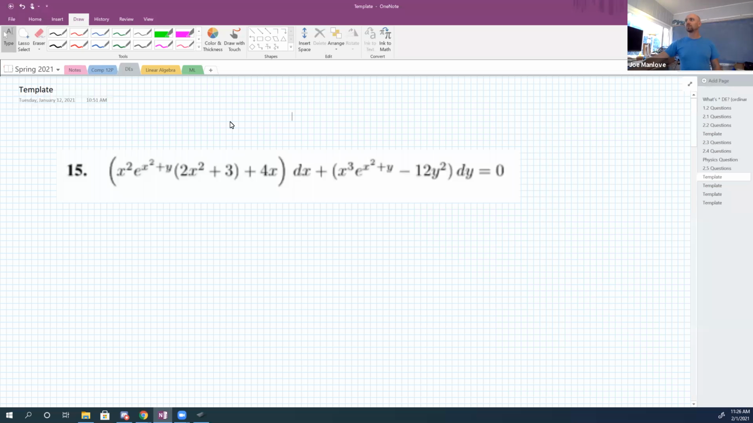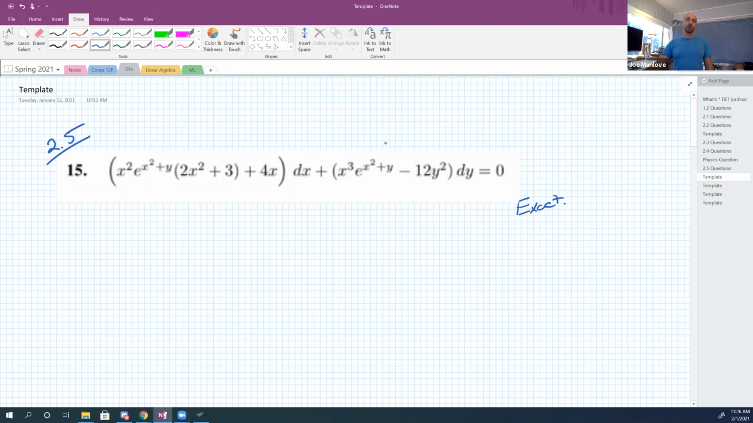All right, so we talked about this problem just a little bit last time. This is 2.5, number 15. But I think the recording got cut off, so there were some standing questions. For one thing, if we hit this with the test for exactness, we find out that this is exact.